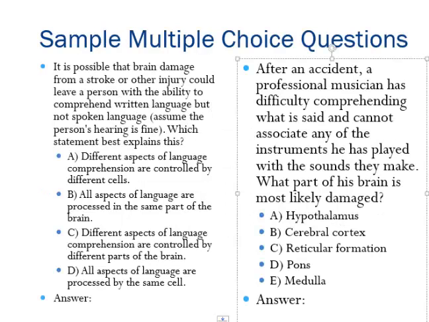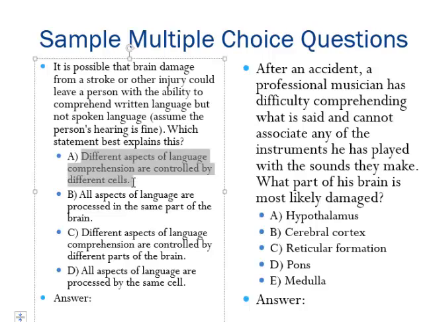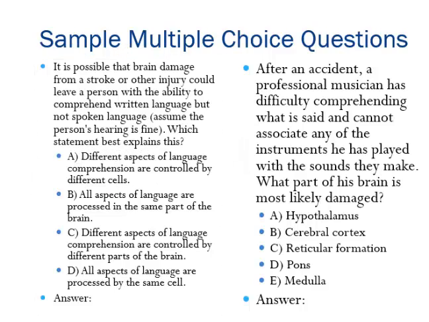So let's take a look at some multiple choice. It's possible that brain damage from a stroke or other injury could leave a person with the ability to comprehend written without spoken language, as we just discussed. Which statement best explains this? A: Different aspects of language comprehension are controlled by different cells. Not really. Remember, there are millions of cells in each part of the brain. B: All aspects of language are in the same part of the brain.